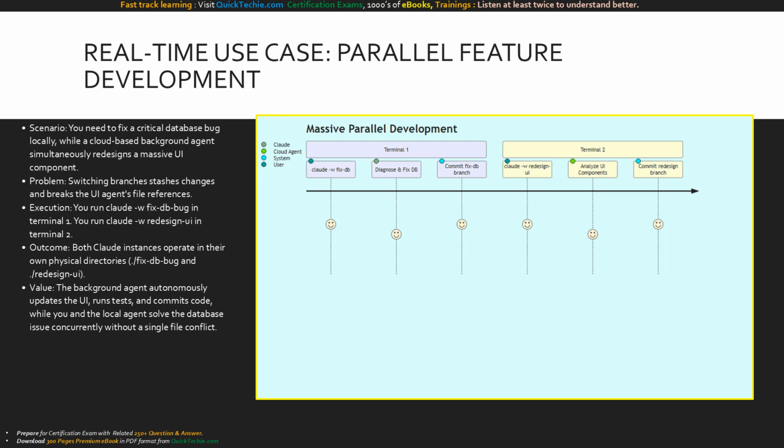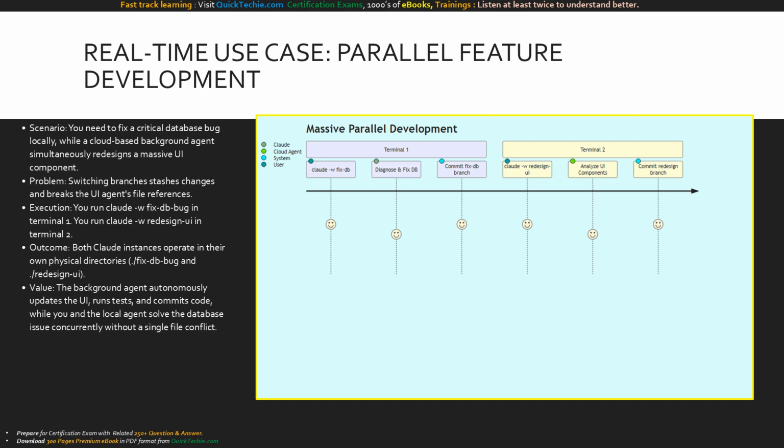Let's examine a highly impactful real-time use case: parallel feature development. The scenario: you need to fix a critical database bug, but you also want a background AI agent to completely redesign a massive UI component. The problem: if you use one directory, checking out the bug fix branch will stash the UI files, completely breaking the background agent's environment. The execution: you open two terminals.